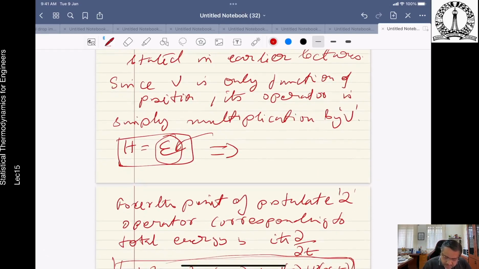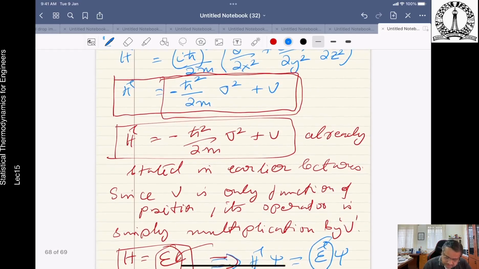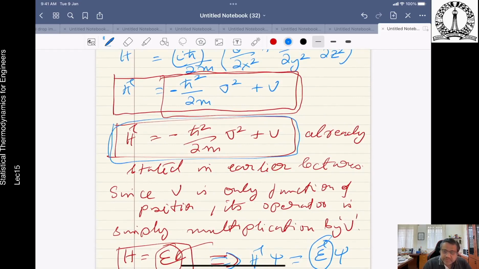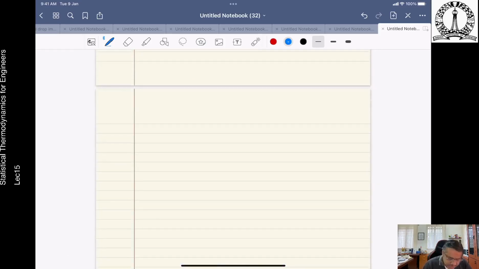So just to give you one more thing, in case you have worked on this, therefore this should be equal to this, which is the same as this. Because basically you have applied the operator, and this operator function is nothing but this. So this should be absolutely clear to you. So this embodies the conservation of energy principle.